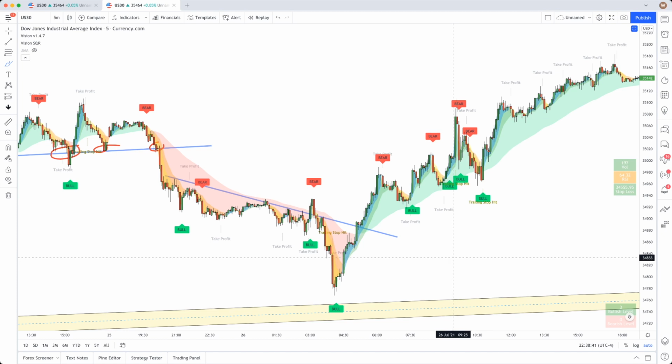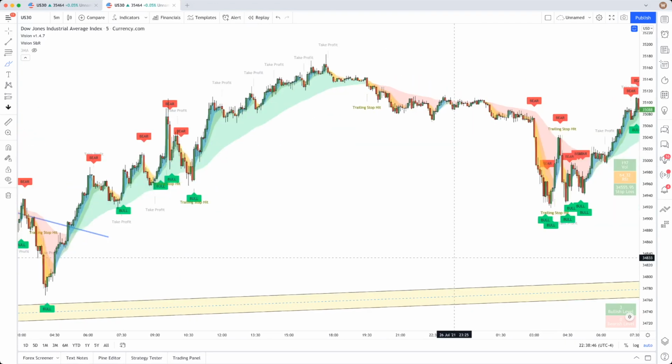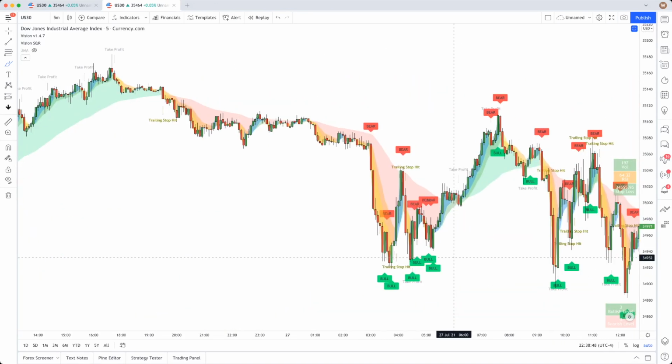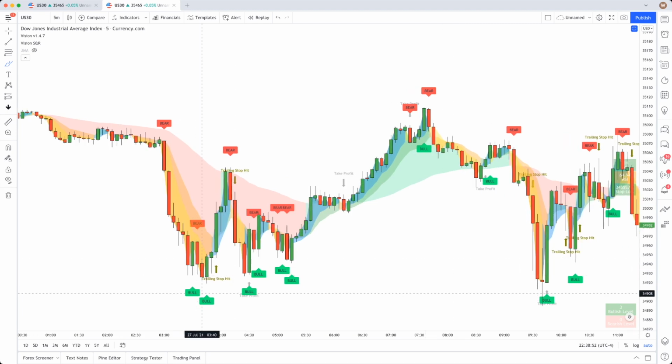Just be quick. Don't overstay your welcome. See, here's the 5 minute. Like I said, it gets kind of busy at the lower time frame, but it's still correct.